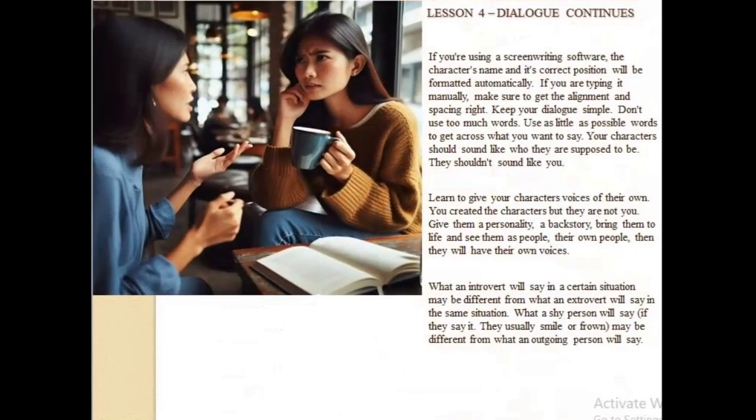If you are using screenwriting software, the character's name and its correct position will be formatted automatically. If you are typing it manually, make sure to get the alignment and spacing right. Keep your dialogue simple. Don't use too many words. Use as few words as possible to get across what you want to say.